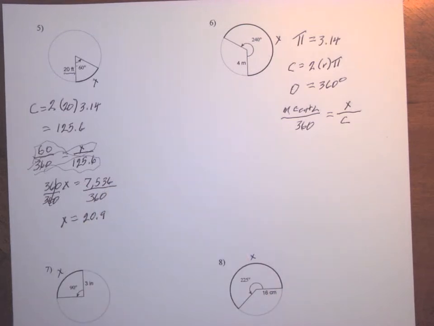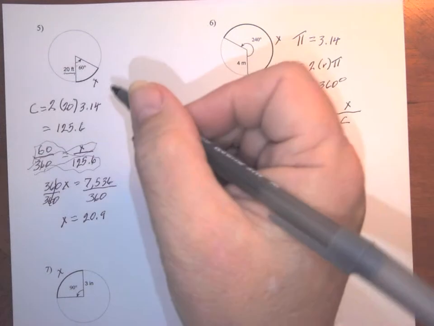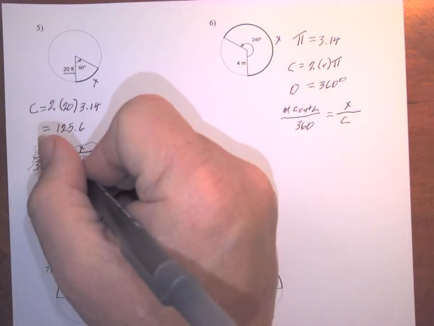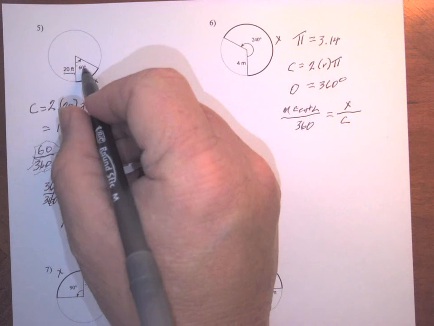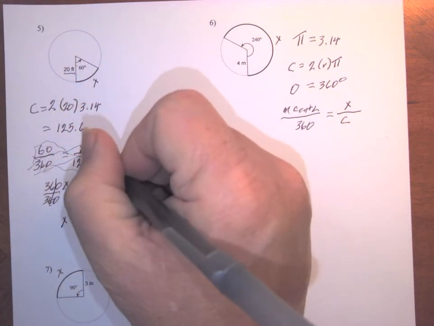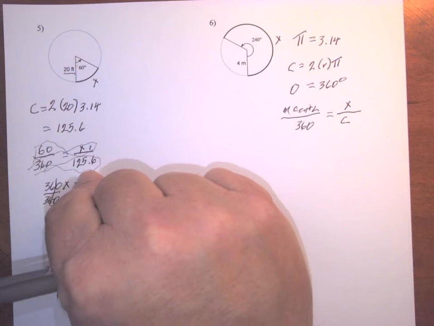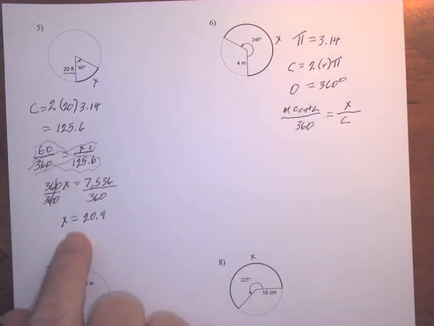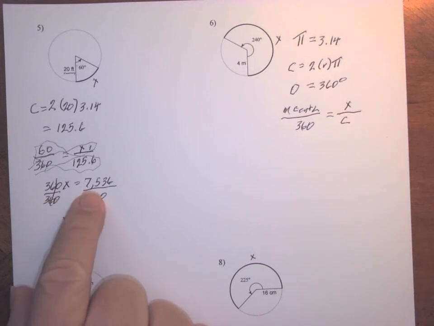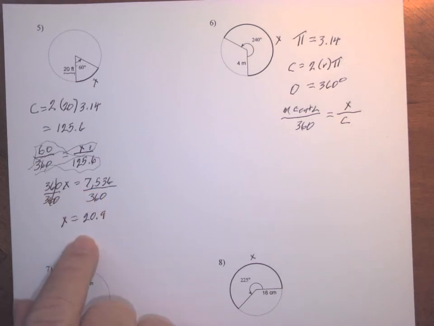Okay, let's go through the flow here. We calculate the total circumference. Then we set a ratio of the central angle to 360 has got to equal what we're looking for over the total circumference. And when we cross multiply, we're always going to end up with 360x is equal to a number. We divide both by 360, and that will give us the length of that arc.